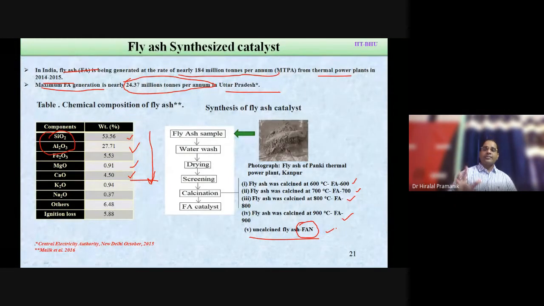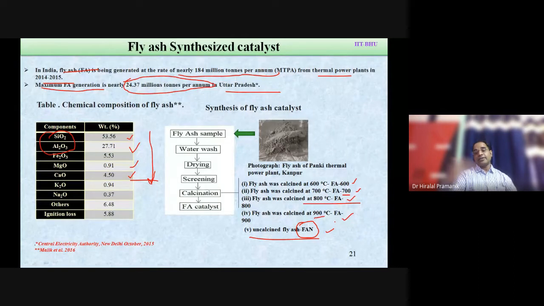Using all types of catalyst, we have performed the pyrolysis and seen the activity. And before that, we have also done the characterization, to find the exact temperature at which you can have a high surface area fly ash catalyst. So FA 600 means calcined at 600 degrees Celsius, 700 means 700 degrees Celsius we have calcined, and 800 similarly FA 800, and 900 degrees Celsius when we calcine it is designated as FA 900.